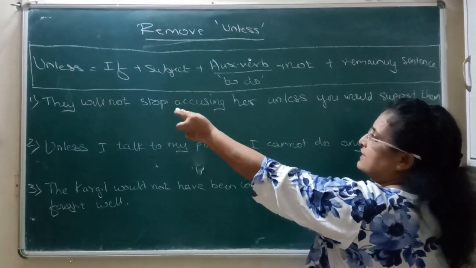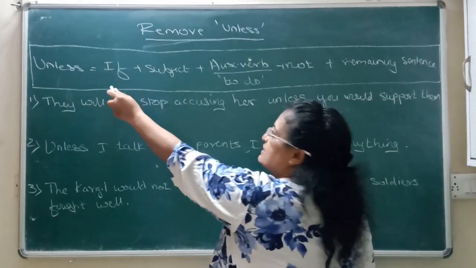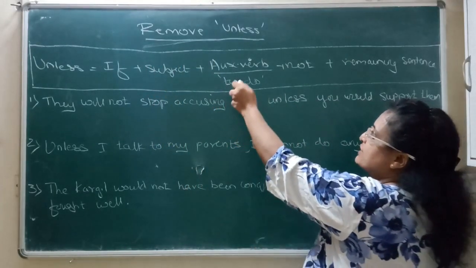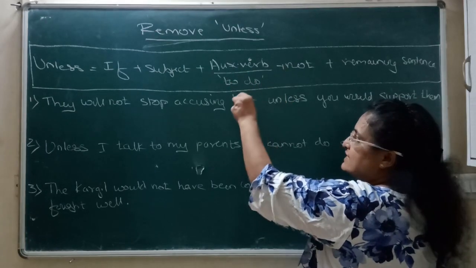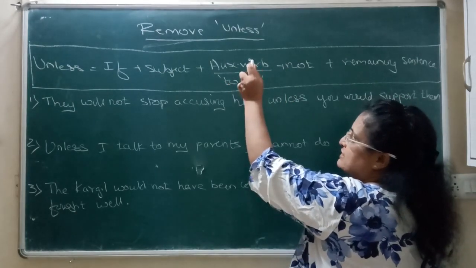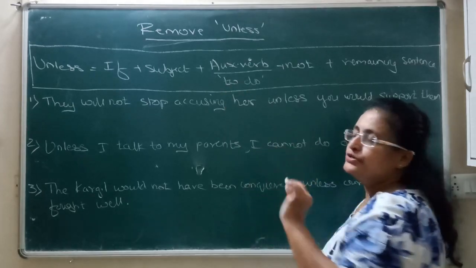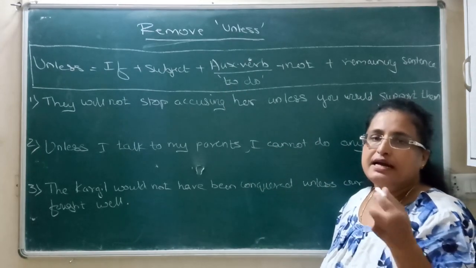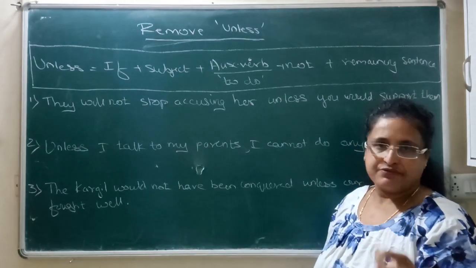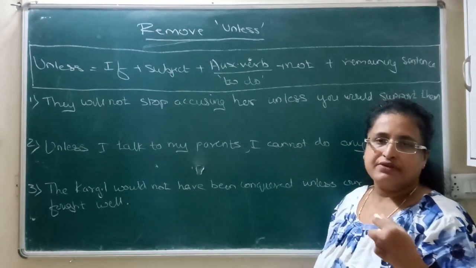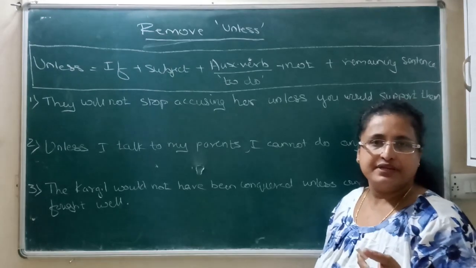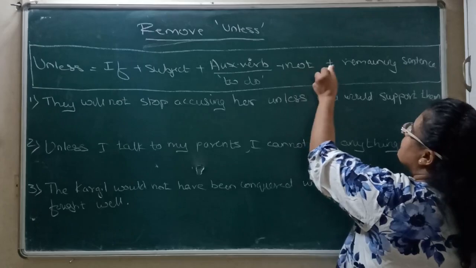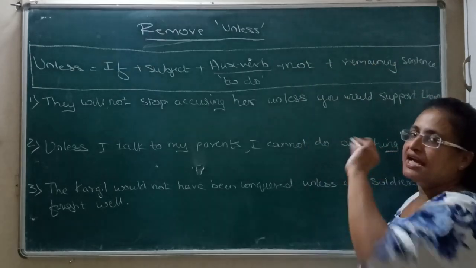Now whenever unless is there, as I told you, first replace unless by if. It is always followed by the subject. After the subject you add the auxiliary verb. If an auxiliary verb is in the sentence, use the same auxiliary verb. If not, you have to use do, does and did. Do is used whenever the verb is in root verb form. Does is used whenever the verb is in RVS form. And did is used whenever the verb is in past form, that is RVD or spell change. And you have to always use not. And after that, the remaining sentence as it is.